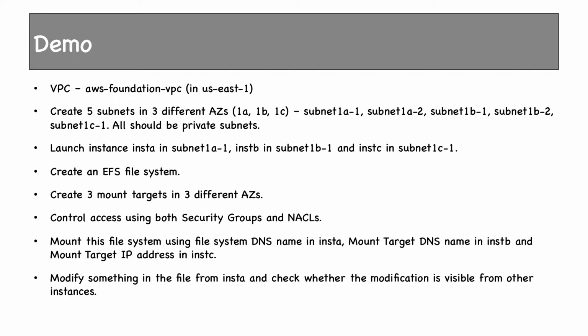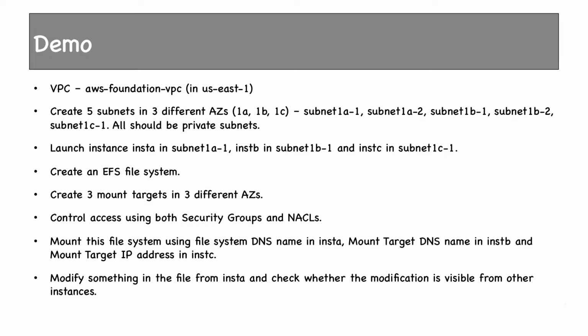In the demo, we'll use our existing VPC, AWS Foundation VPC. We'll create 5 subnets in 3 different AZs. We'll launch instances only in 3 subnets. We'll create an EFS file system and we'll create 3 mount targets in 3 different AZs. We'll control the access using both security groups and NACLs.